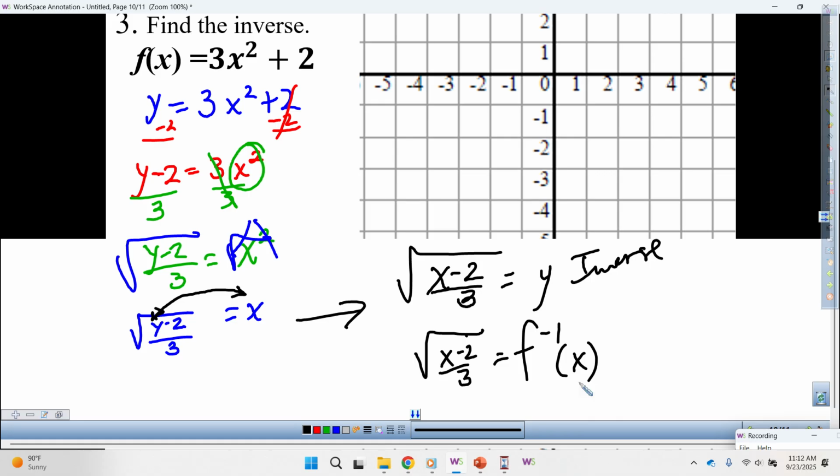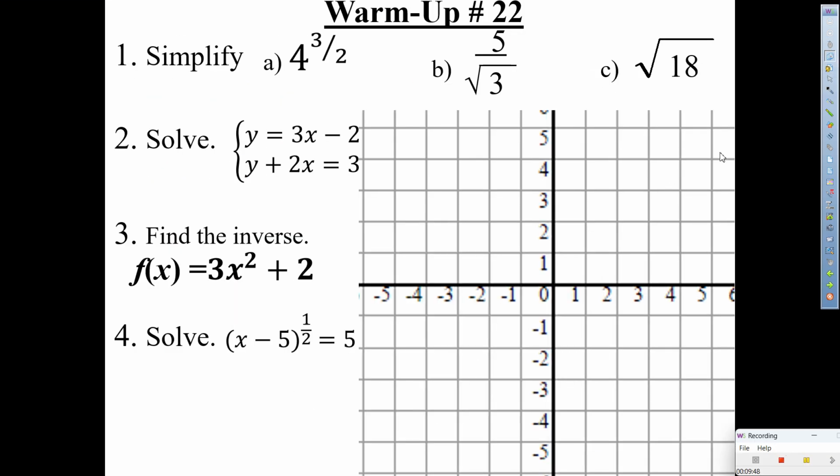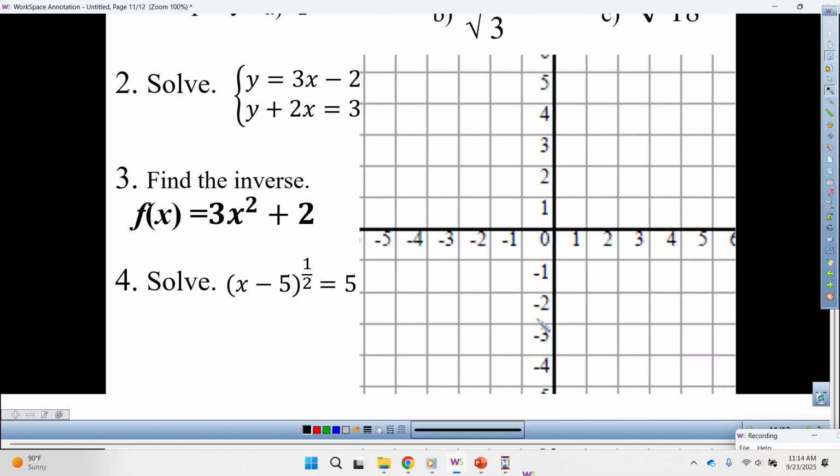Are we doing good? Yes, Mr. Q, give us a pop fountain. All right, good. All right, let's go to number 4. I'm just going like, no. Let's go to number 4.